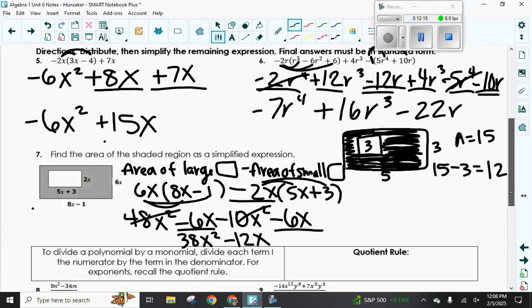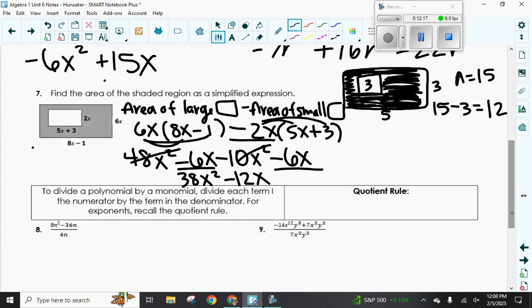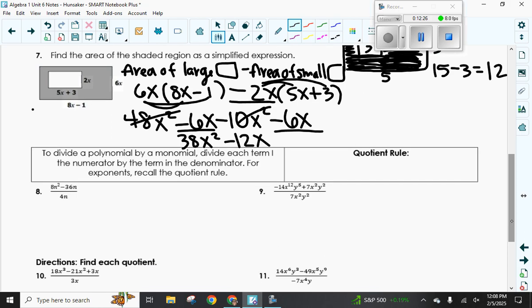Okay? So the last piece of this, and I think the easiest part of this, is the reverse of what we're doing, which is the quotient. So when we divide a polynomial by a monomial, we use the quotient rule, which is x to the a over x to the b. What do I do with those exponents? Subtract.